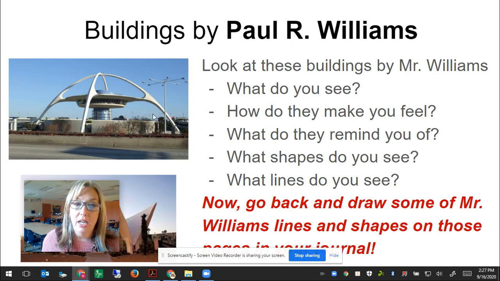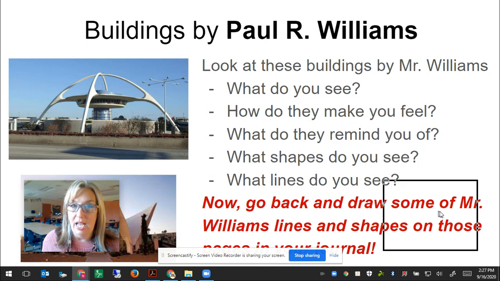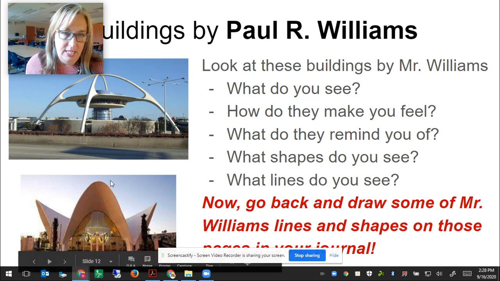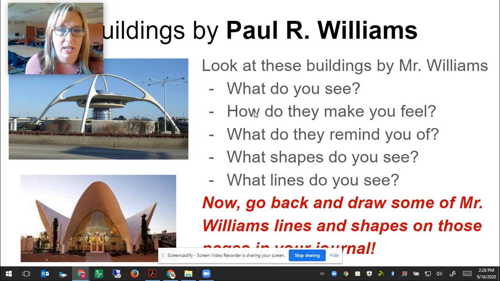And you're going to look at these buildings designed by Paul Williams. Okay, so this is the building at LAX. This is the one, it looks like a spaceship almost. This is another building that he's designed. And you're gonna think to yourself, what do I see? Okay, and you're gonna think, how do these buildings make me feel? What do they remind me of? I already said this one kind of reminds me of a spaceship.